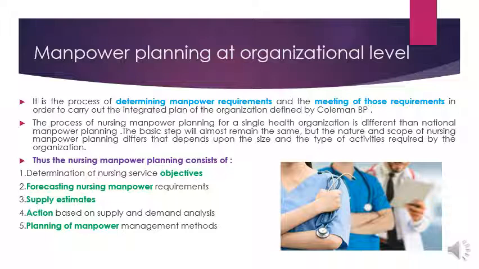The nursing manpower planning mainly consists of 5 steps. First, determination of nursing service objectives, to find out the objectives. Second, forecasting the nursing manpower that is required in that hospital. Then, supply estimates, to find out the estimated nursing manpower needed in that hospital. Then, based on that, make an action plan to provide enough employees to that hospital. Then, planning of manpower management methods. They need to plan the manpower management methods for the recruitment process.